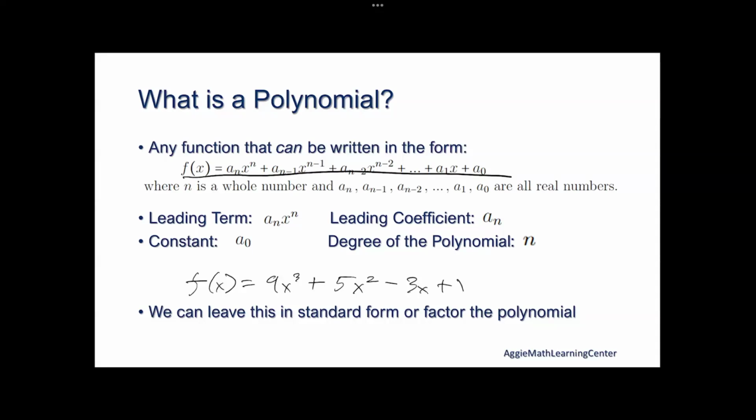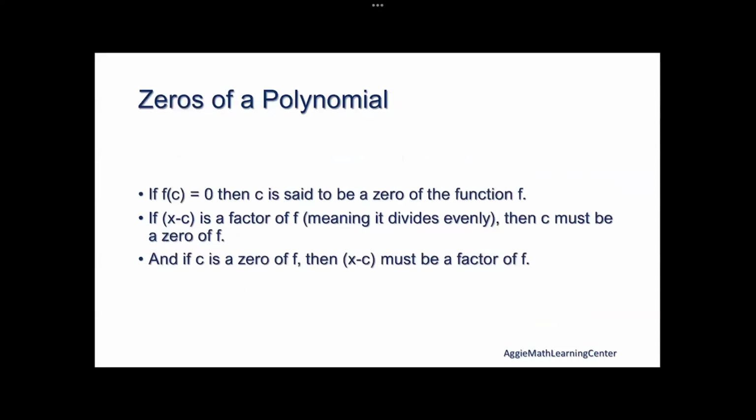Pretty straightforward, pretty nice. So zeros of a polynomial are going to be values of x that can be plugged into our polynomial that will give us a zero, or that is a location where the graph of our polynomial will cross the x-axis. And if x minus c is a factor of f, then c has to be a zero of our polynomial. And then if c is a zero, then x minus c must be a factor of f.